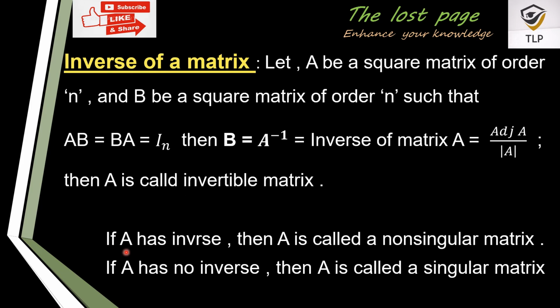Now, if A has inverse, that is determinant of A not equal to 0, then A is called non-singular matrix, and if A has no inverse, that is determinant of A equal to 0, then A is called singular matrix.